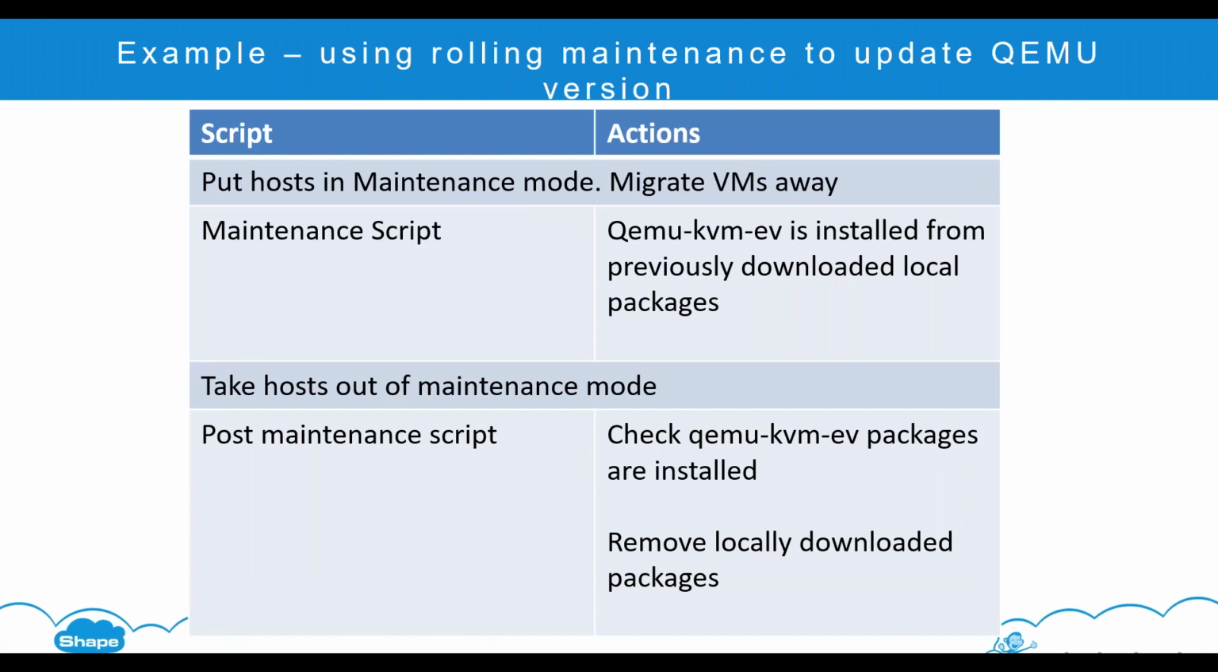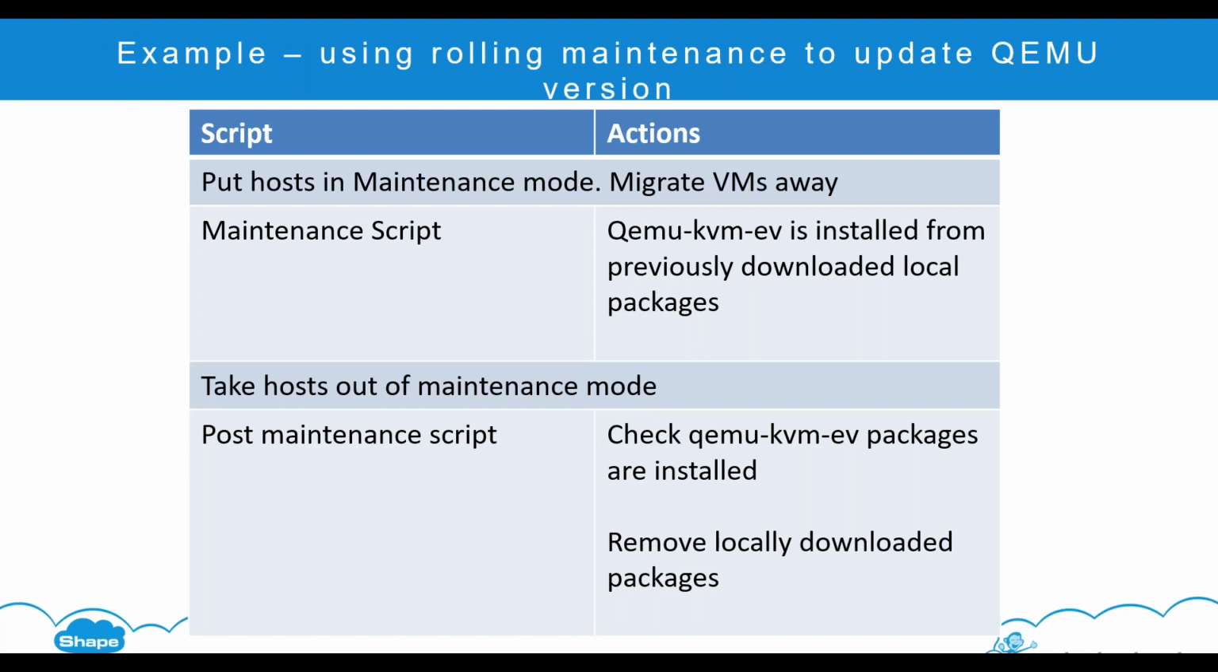The host then gets put into maintenance mode. CloudStack will migrate the VMs away. Then the maintenance script runs. In this case, we'd actually install the new version. The host gets taken out of maintenance mode, and then a post-maintenance script runs, which in this case, we would probably clear down those temporary packages that we've downloaded and maybe do one final check.